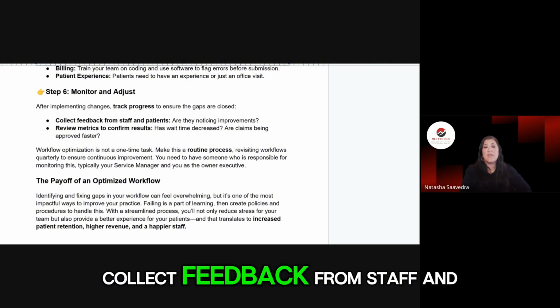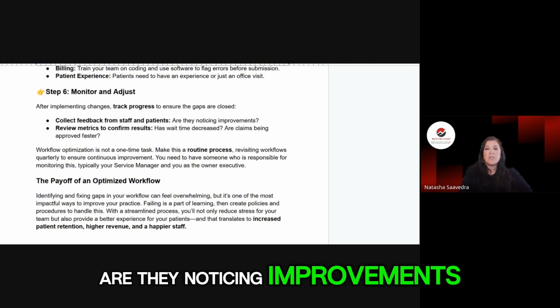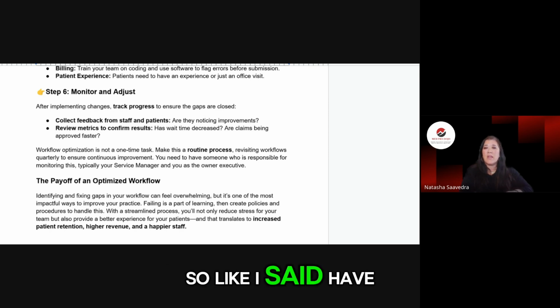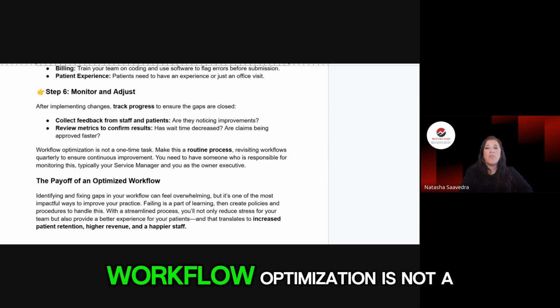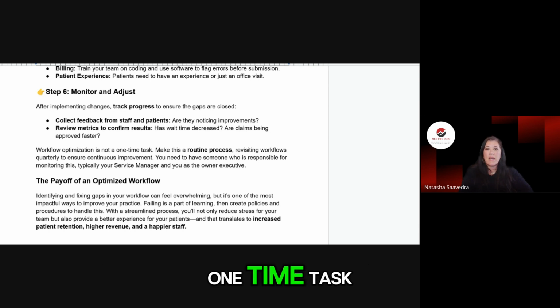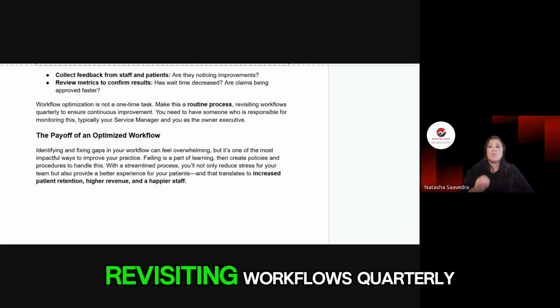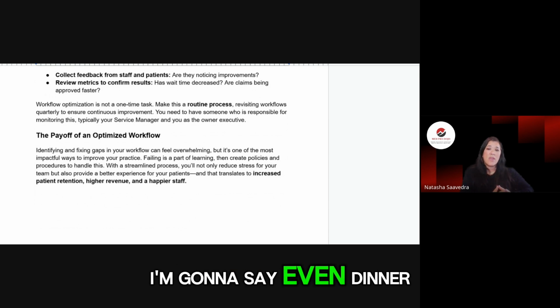Collect feedback from staff and patients. Are they noticing improvements? Review metrics to confirm results. So, like I said, have wait times decreased? Are the claims being handled? Workflow optimization is not a one-time task. Make this a routine process, revisiting workflows quarterly. I'm going to say even sooner than that.